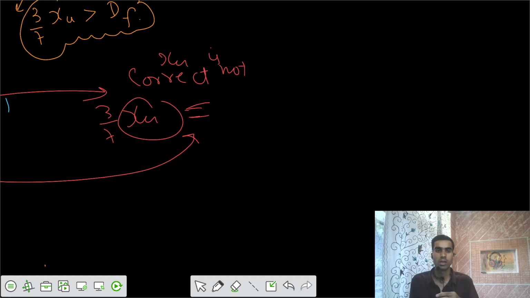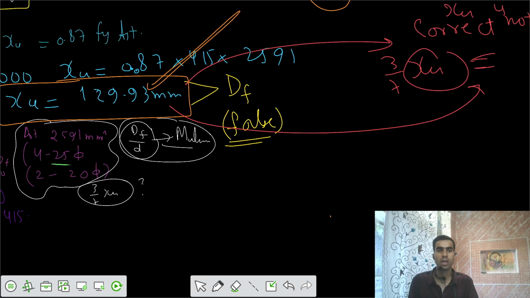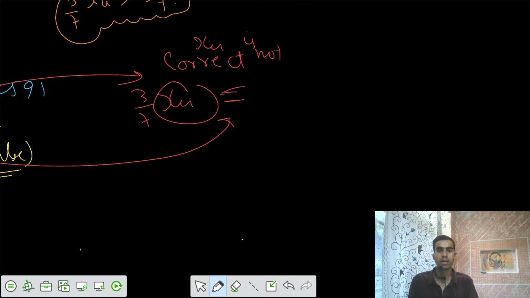Let's see how. If I say that 3/7 of xu is equal to how much? What is the value of 3/7 of xu, 129.93? 3/7 of 129.93 is equal to 55.6843, and I have to compare it with the Df.